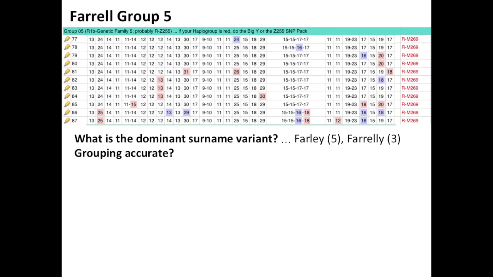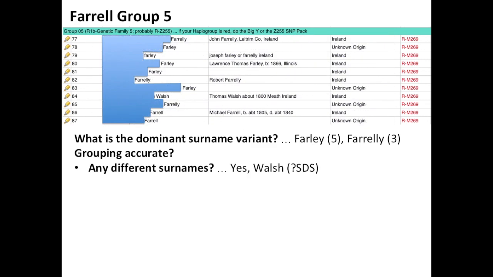SNP testing is a way of ensuring and guaranteeing that people have been correctly grouped. There is a Walsh member in the family. So what is he doing there? Is he a chance match or a surname or DNA switch? There probably are a lot of chance matches because these members have more than 200 matches at the 67 marker level. That's a clue that there's just lots of convergence and a lot of people are approximating their genetic signature just by chance.